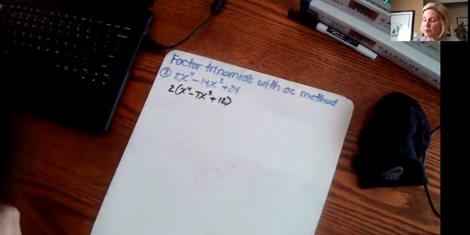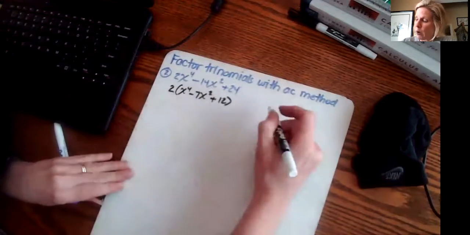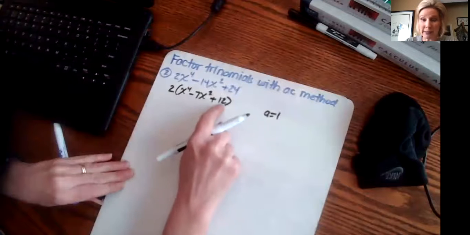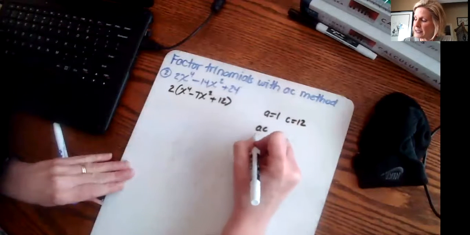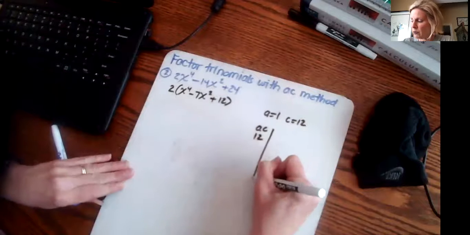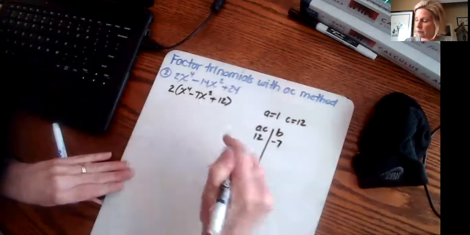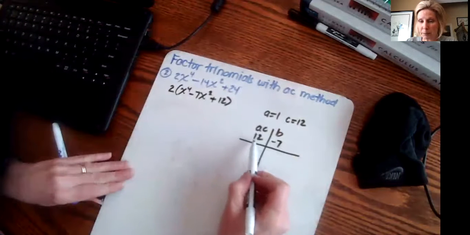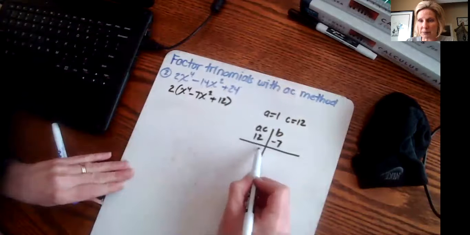All right, so I'm looking at this and I see that my A is 1 because it's 1x to the fourth now. My C is 12. So my AC is 1 times 12 is 12. And my B is negative 7 with the x squared. All right. So again, now you need two numbers that multiply out to positive 12 but add up to a negative. So it's going to have to be a negative times a negative.